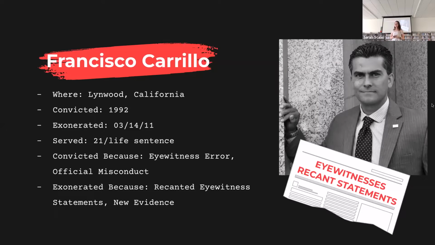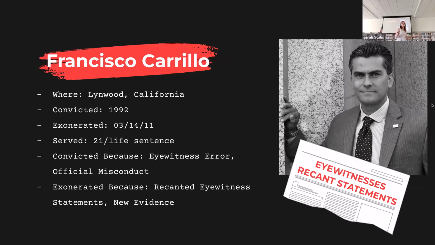So next is Francisco Carrillo. He is another case in which eyewitness testimony failed. On January 8th, 1991, in Lynwood, California, a father walked outside to his son and his son's 5 friends, and he was shot in a drive-by shooting. In just 24 hours, Francisco was chosen as the suspect.